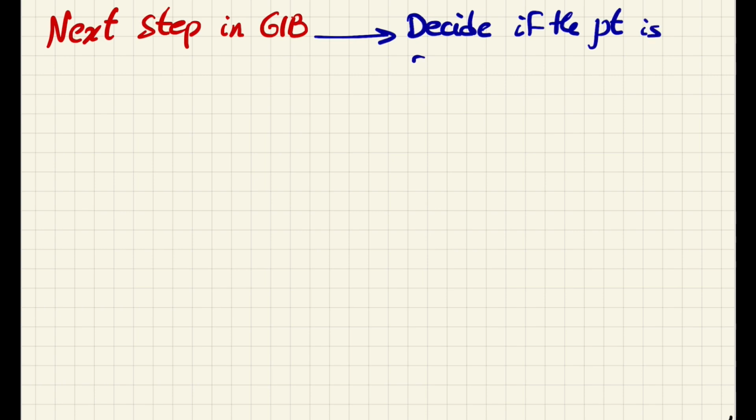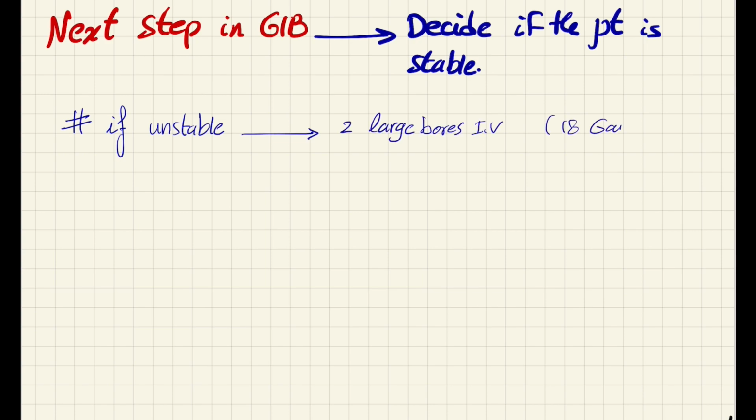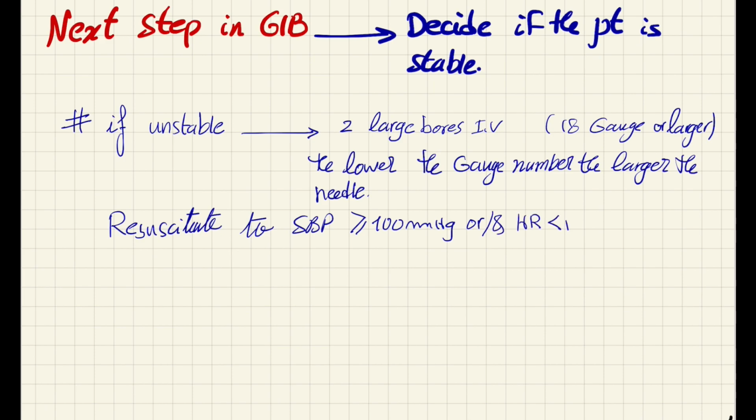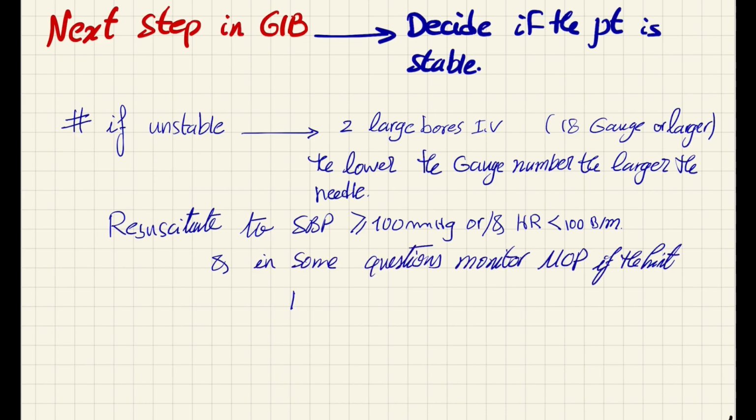So the first step is to stabilize the unstable patient and resuscitate with fluid to make him stable, to be able to detect the location of the bleeding. If the patient is unstable, we need two large bore IVs. Large bore means 18 gauge or larger. The higher the gauge number, the narrower the needle, and vice versa, so a lower number means the needle is larger. We resuscitate the patient to maintain a systolic blood pressure more than 100 and a heart rate less than 100. We give normal saline or Ringer's lactate as fluid. Also, we monitor the urine output to determine the hemodynamic status of our patient.